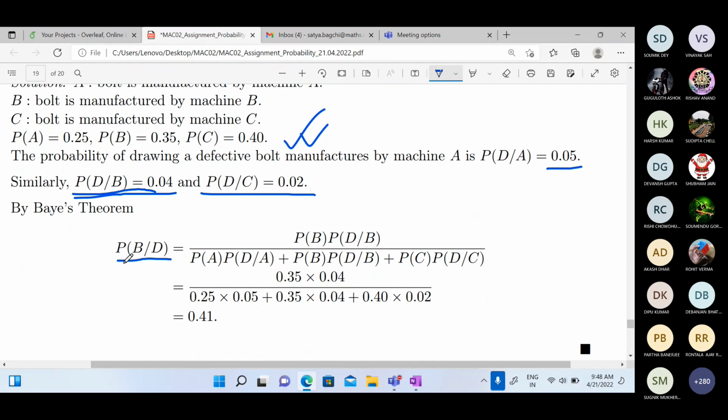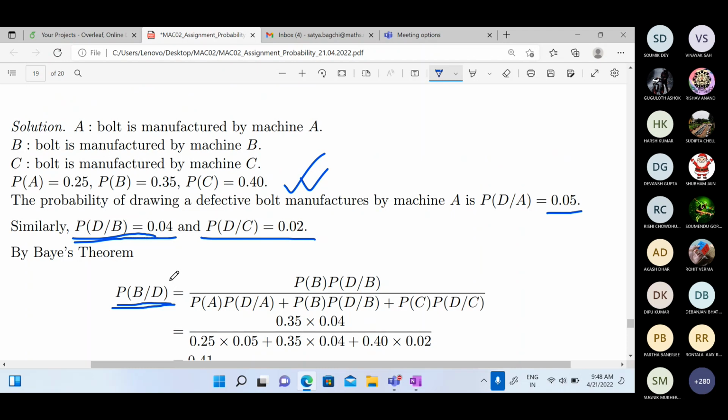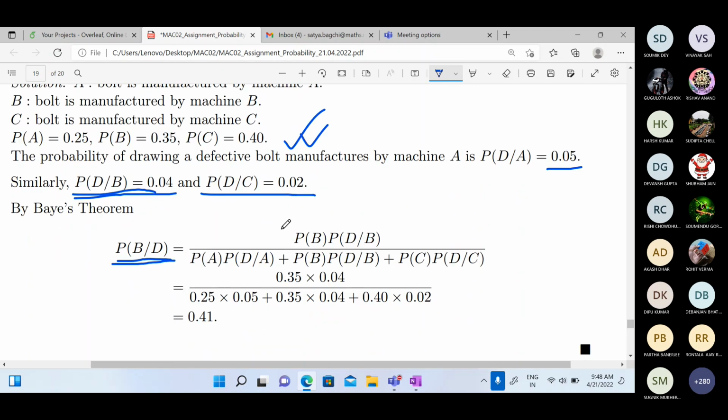Our target is to find the probability of machine B given that we got the defective. For this we just use Bayes theorem, reversing it. Since B given D is asked, we need to put D given B. In a similar way we put in these values and get the answer.